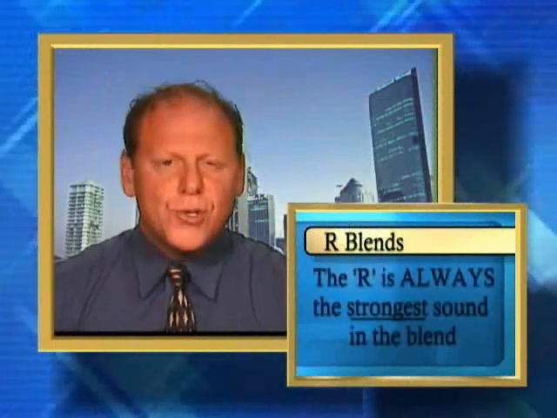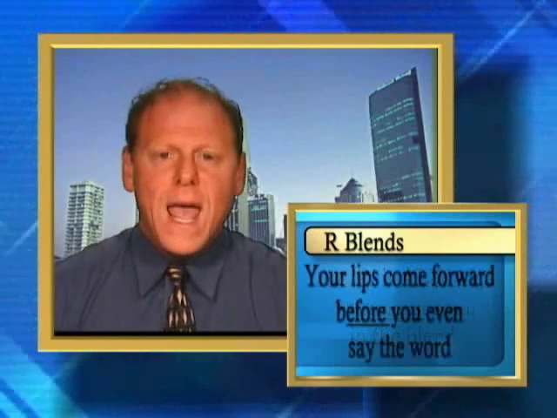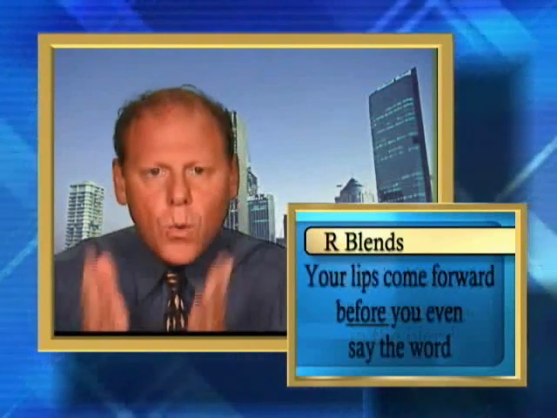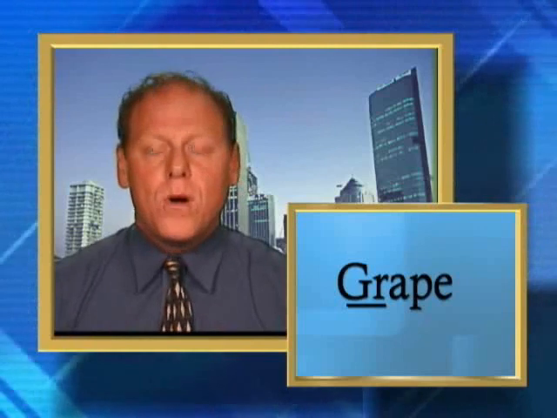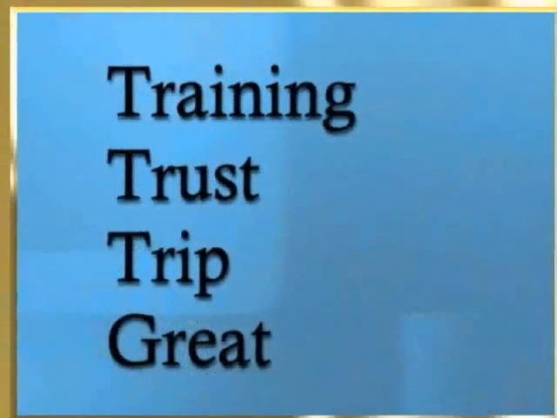It is important to understand that the R sound is the strongest sound of the blend, and your lips often come forward before you even say the word. An example of this is the word grape. Now notice how my mouth comes forward before I even say the word. Grape. Did you see that? And notice in the word grape, the R sound is stronger and you even hear it more than the G sound. Grape. Here are some practice words with R blends.